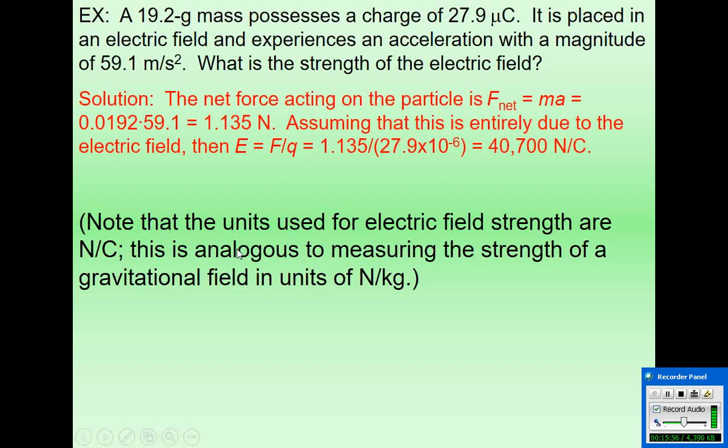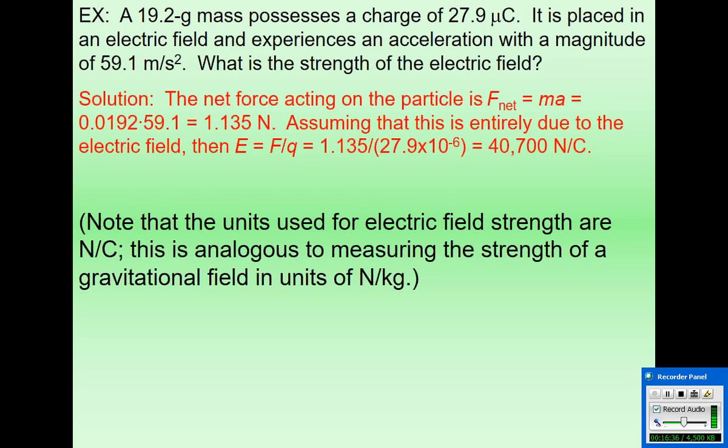Suppose we have a 19.2 gram mass that also has a charge of 27.9 microcoulombs. And we place it in an electric field, and it has an acceleration of magnitude 59.1 meters per second squared. What's the strength of the field? Let's take a look at the information we're given. We're given mass and acceleration, which sounds an awful lot like Physics 140. I don't want you to completely forget that stuff. That stuff still applies.